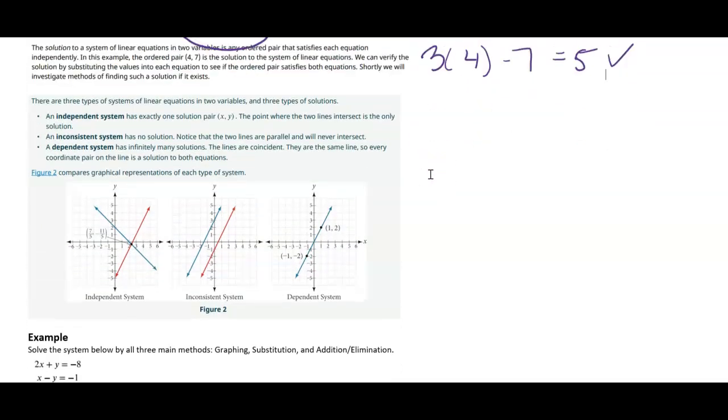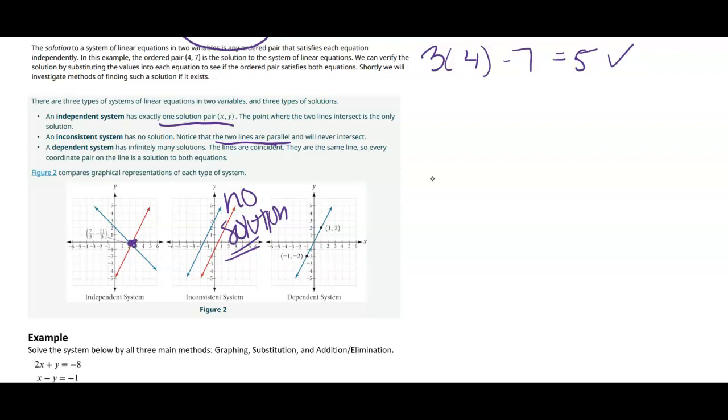So we have three different types of solutions that you might have. An independent solution has exactly one pair. So you can see right here in the graph, these two lines intersect one time. Now an inconsistent system has no solutions, or the two lines are parallel to each other, or we say that there is no solution. Those two lines will never touch, so they don't have that point in common.